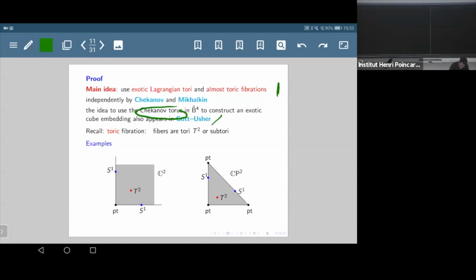So the key thing is to use these exotic tori of Vianna. And okay, it goes like this. I briefly recall to you what these almost toric fibrations are. So maybe this is a bit boring. I don't know. Probably half of you knows them well and half not. So I will sketch it. And if there is time or at dinner, I can say more.